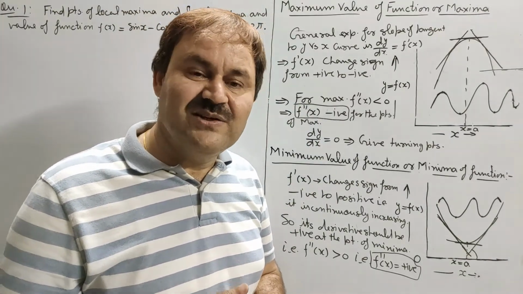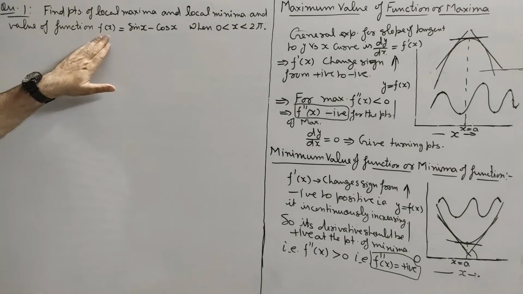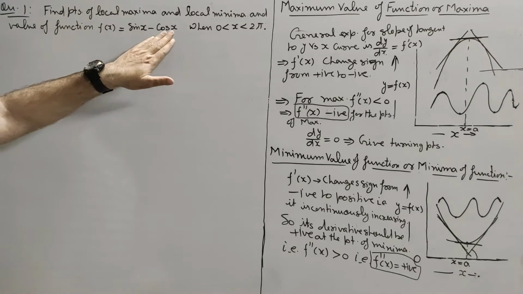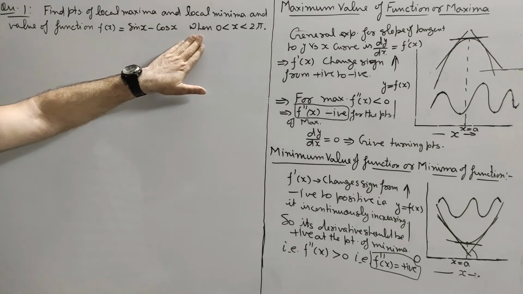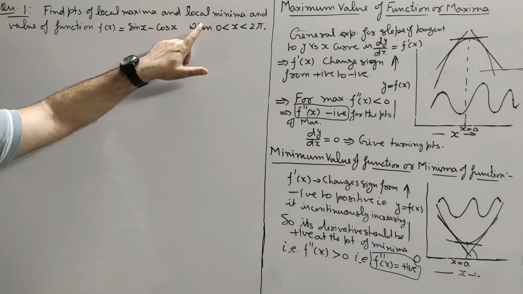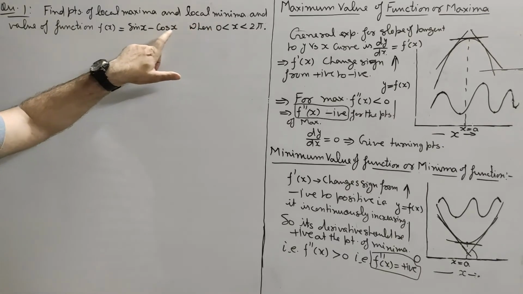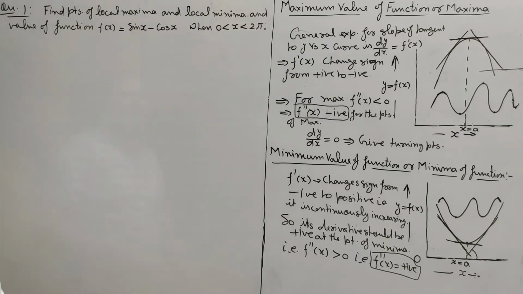To understand this, we are taking an example. Say the function f(x) is given as sin x minus cos x, and we have to find out the points of local maxima and local minima. Then we have to find the value of function at the points of local maxima and local minima when the value of x is changing between 0 to 2 pi. Now first we will find out the points of local maxima or local minima.